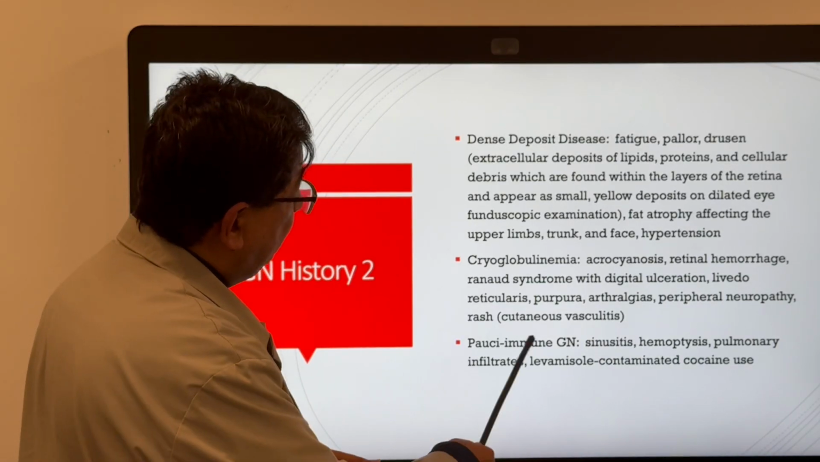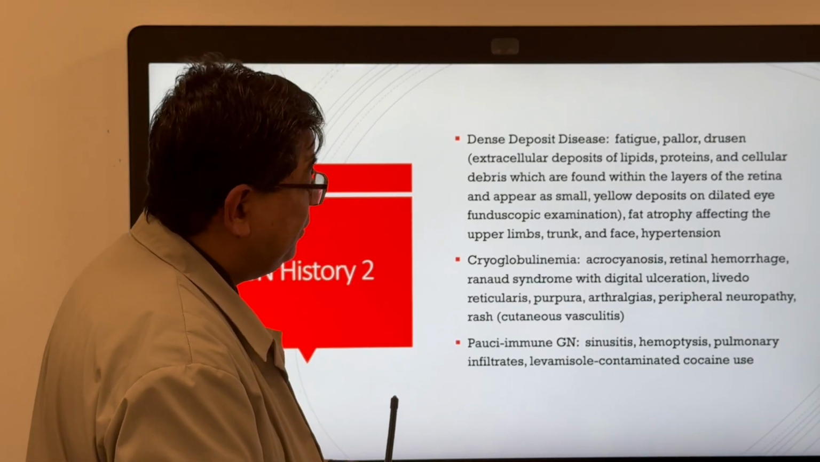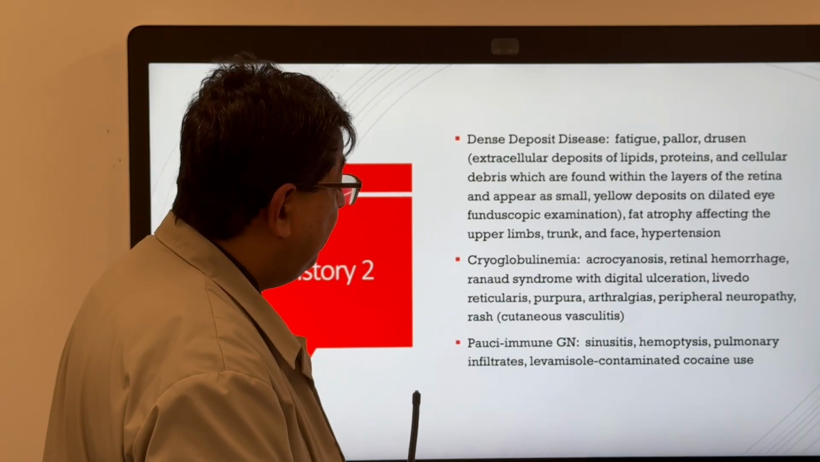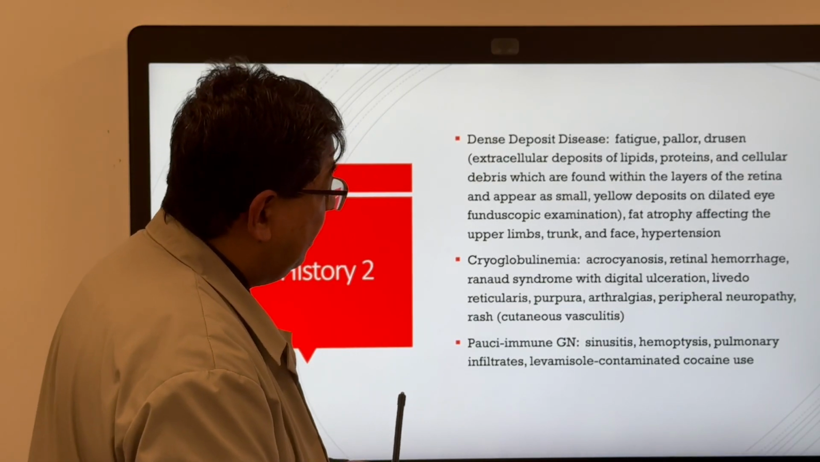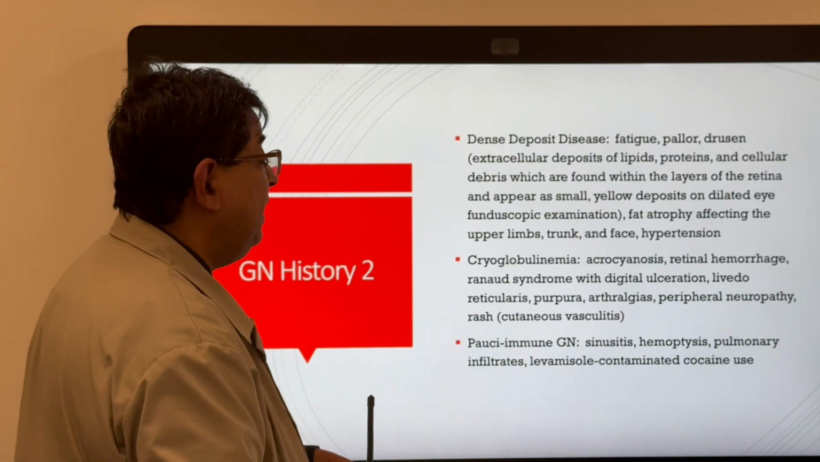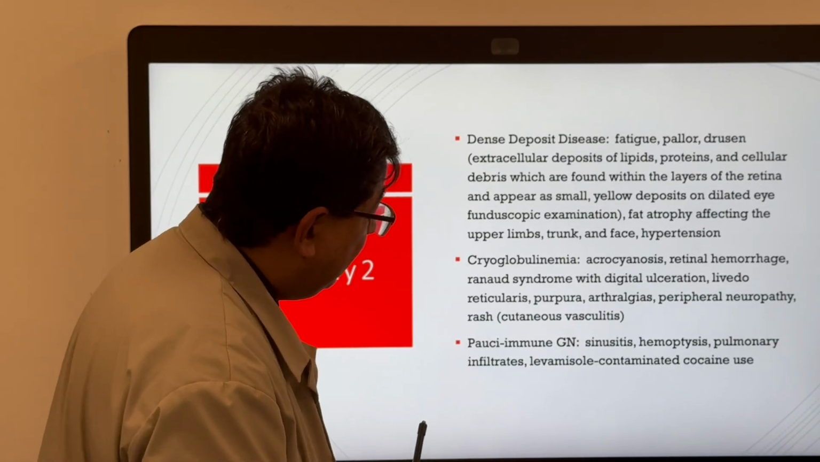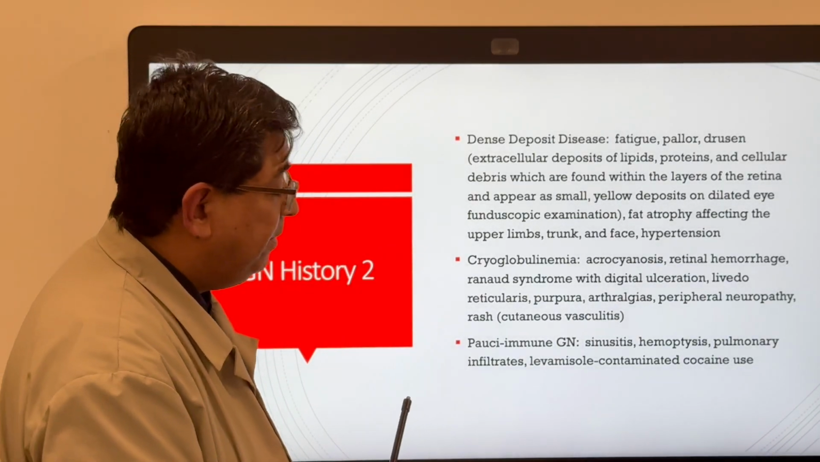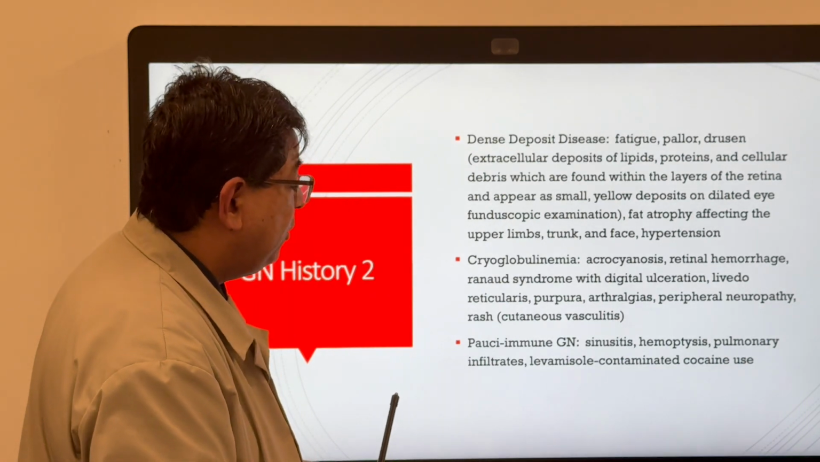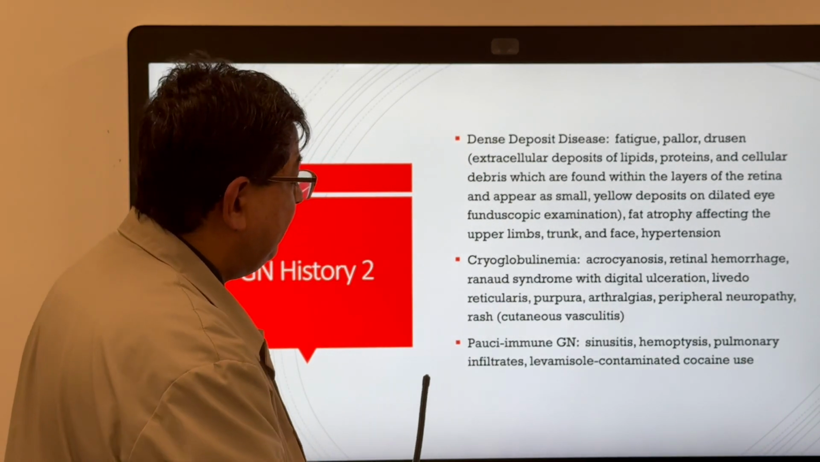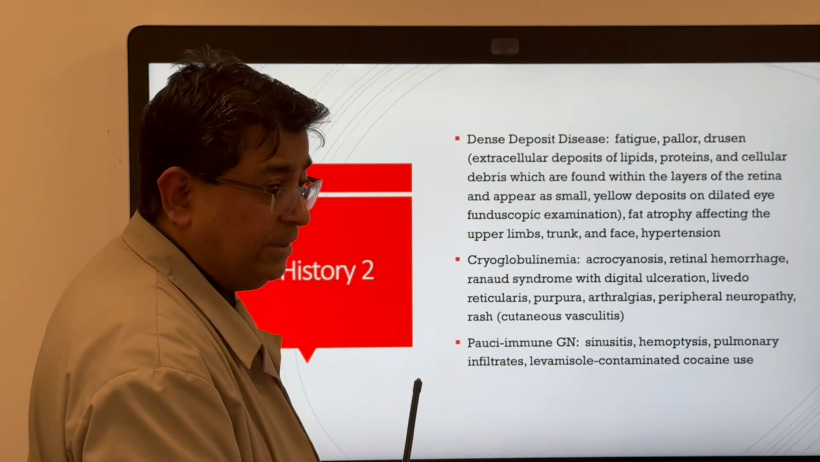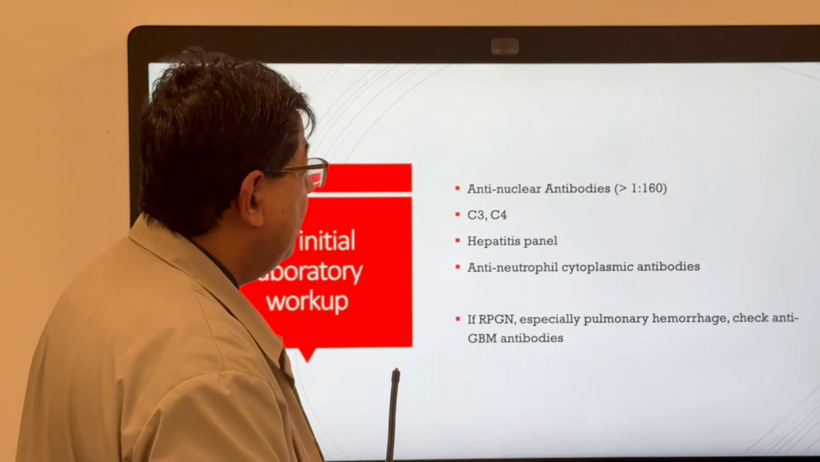And then pauci-immune glomerulonephritis, you're thinking about sinusitis, hemoptysis, pulmonary infiltrates. And you should always keep in mind, are they doing cocaine? Because in the past, and probably also in the present, cocaine used to be contaminated with levamisole, which can cause ANCA vasculitis. Next slide.